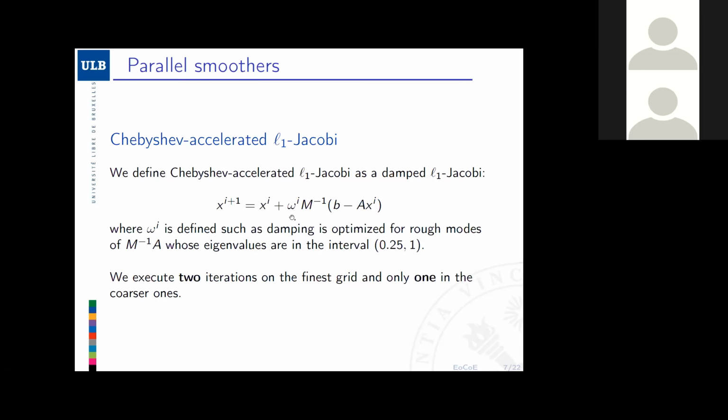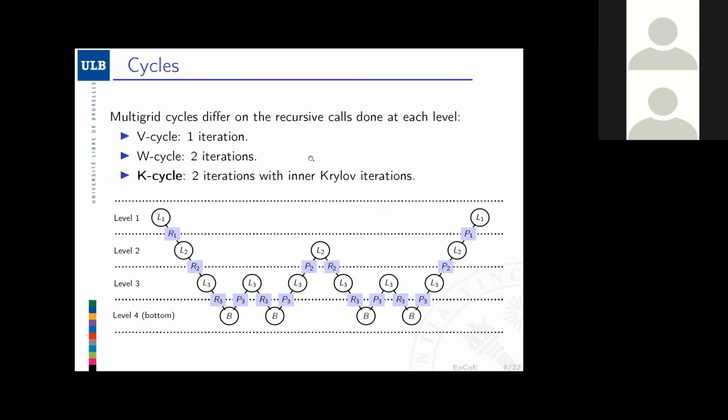So now that we have found the parallel smoother that we want to implement, in our case, we execute 2 iterations on the finest grid and only 1 in the coarser ones. So now that we have answered the first challenge, we're going to continue to the next challenge, which is the cycle. Multigrid cycles are defined based on the number of iterations on the recursive calls done at each level.